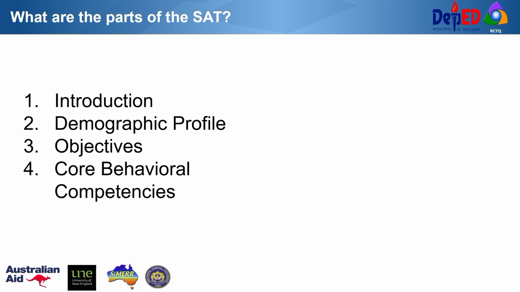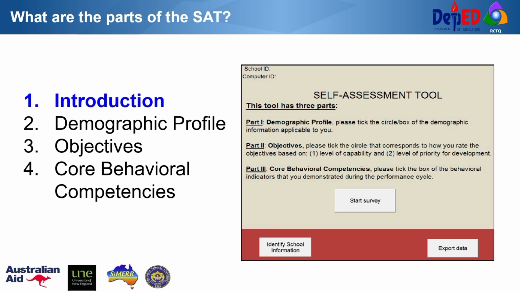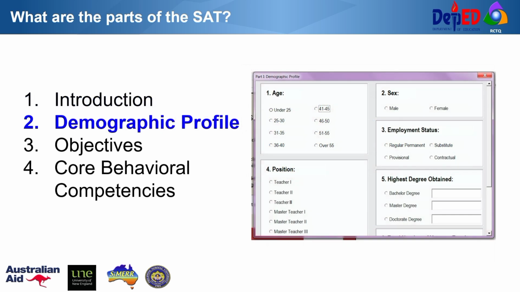So this time, let us familiarize ourselves with the different parts of the SAT. We have the introduction, demographic profile, objectives, and the core behavioral competencies. Okay, in the introduction, that will be the interface. So it has 3 parts. Part 1, the demographic profile. Part 2, objectives. Then part 3, the core behavioral competencies. So all you need to do is to tick the bullet.